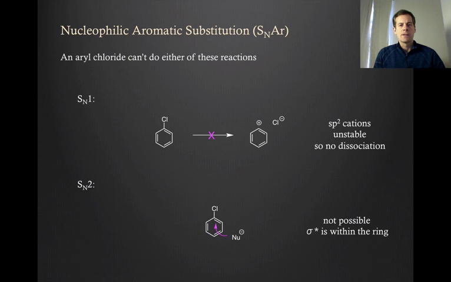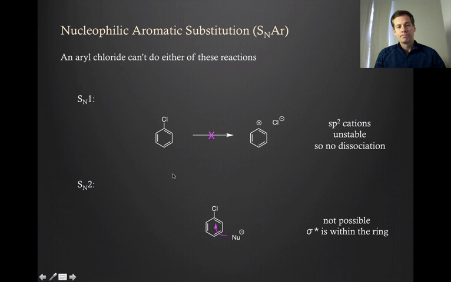Now for aromatic rings, neither of those mechanisms is going to be possible, at least with aryl chlorides. For example, an SN1 mechanism isn't going to be viable because you would have to ionize to get to an aryl cation. An sp2 hybridized cation is usually quite unstable, so you are not going to see any dissociation of aromatic halide molecules, and you'll just never be able to do that type of SN1 mechanism.